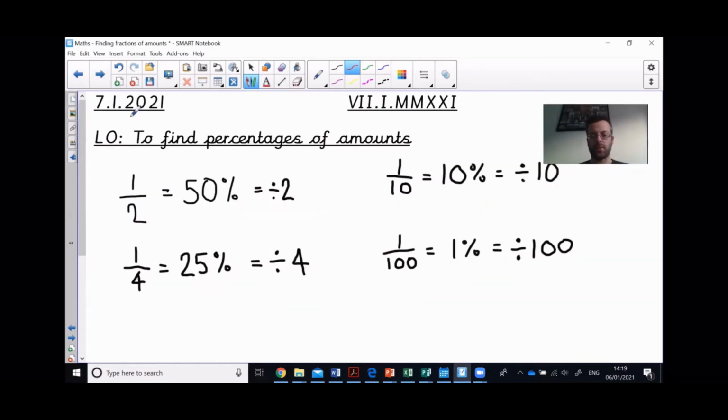So on this screen, I've written down some things that you just need to know. Okay, you need to know that half is 50%. And like yesterday, if we had to find a half of something, we would divide it by 2. Okay, if I'm trying to find a quarter of something, which is 25%, I'm going to divide it by 4. So to find 25%, I divide by 4. And over here, to find 10%, because 10% is the same as a tenth, I'm going to divide by 10.